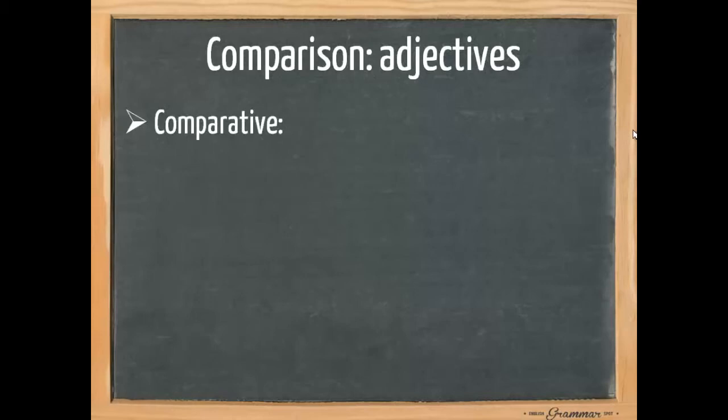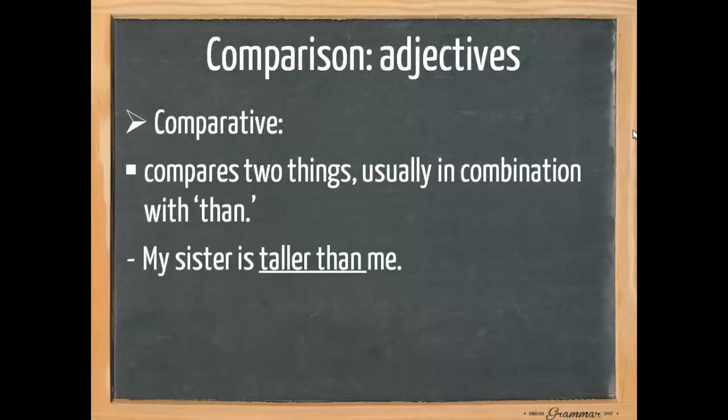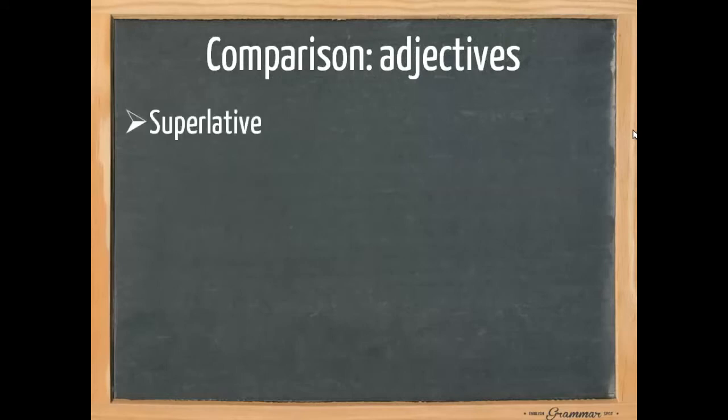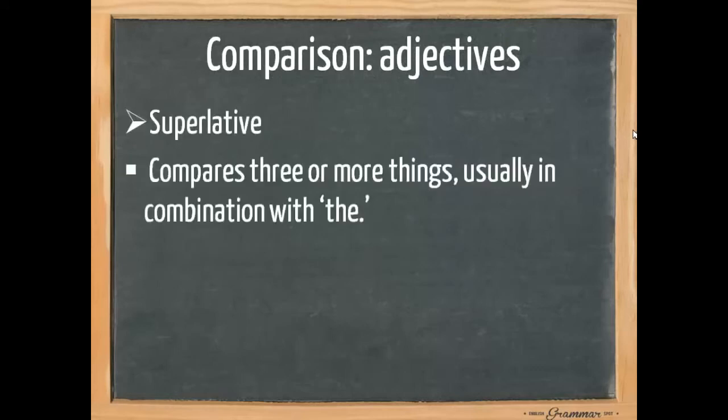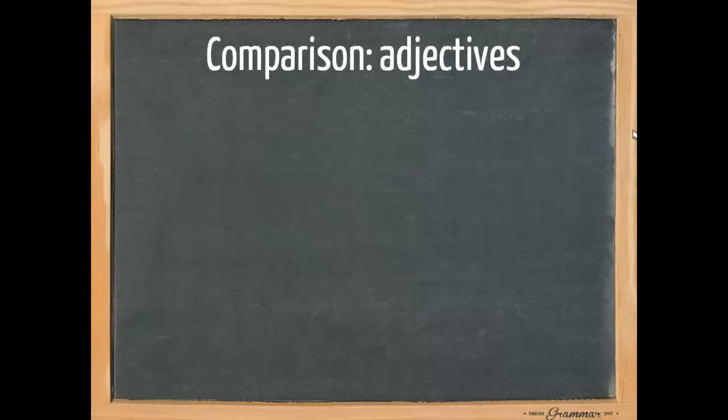What is a comparative? A comparative compares two things, usually in combination with the word than. My sister is taller than me. The superlative compares three or more things, usually in combination with the. She's the tallest of them all. So where the comparative only compared me and my sister, with the superlative, my sister is compared to everyone, and we have concluded that she's the tallest.